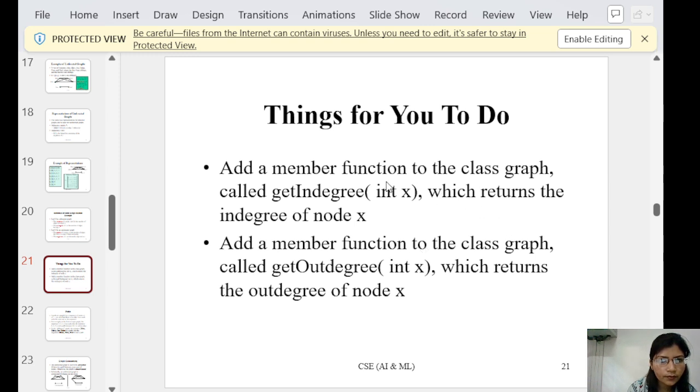Things for you to do. Add a member function to the class graph called get in degree of x, which returns the in degree of node x. Add a member function to the class graph called get out degree of x, which returns the out degree of node x.